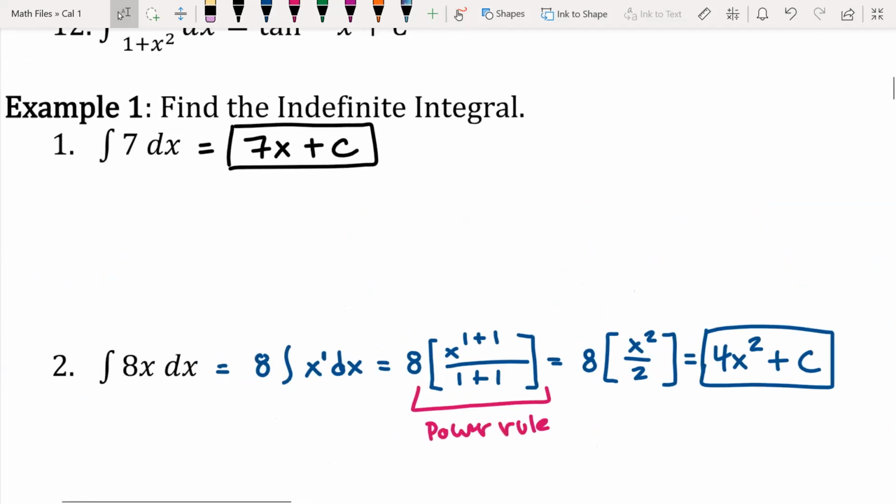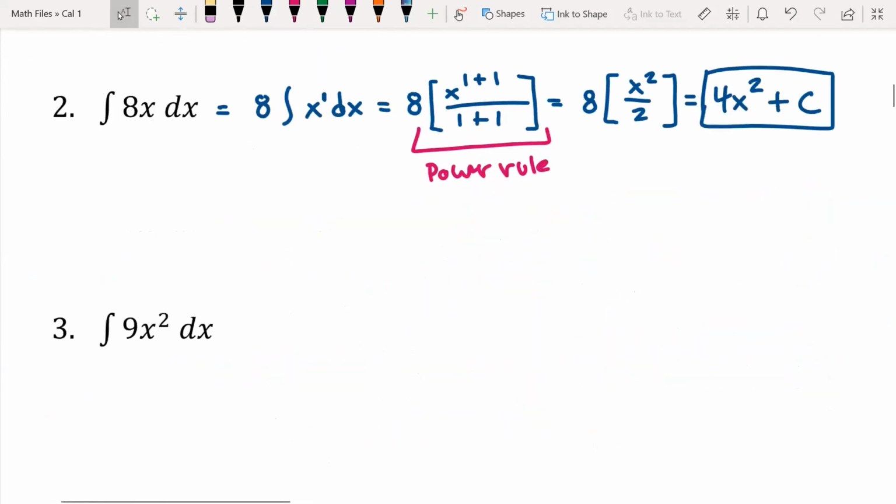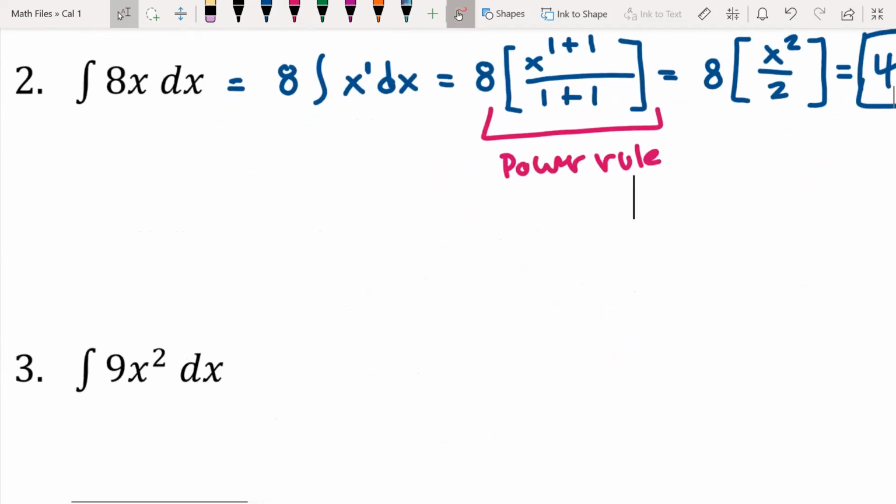There you go. Okay. 3, same thing that we did above. Here we have the integral of 9x squared dx. So we are just going to take out that 9 and have it times the integral of x squared dx. And now the integral is ready to go. We are all set to find the antiderivative by using the power rule again.